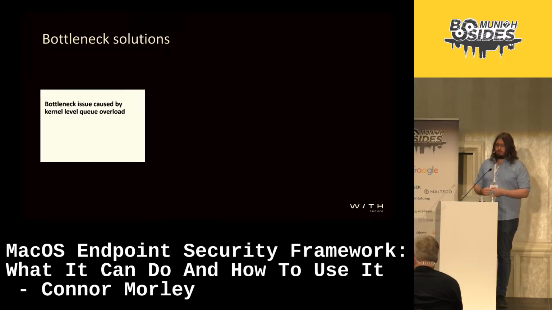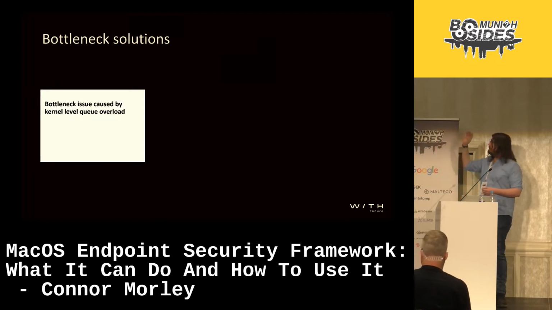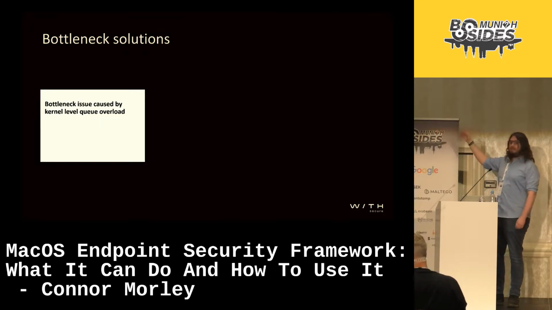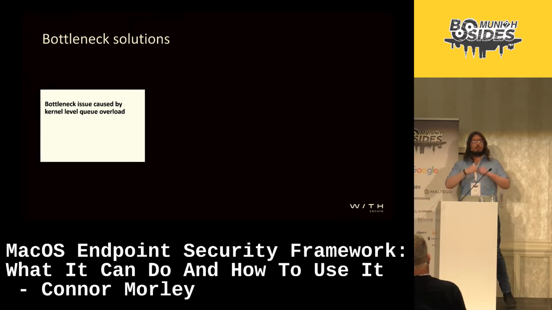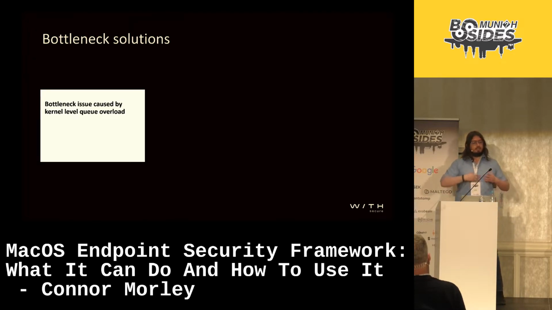Primarily, the issue was caused by the kernel-level queue. You may remember from the previous slide, I said that the kernel extension inside for the ESF would populate a queue within the kernel space. But what was happening is this queue was being overloaded because the amount of data that you were subscribing to was simply too much. So if you try to subscribe to too many event types, the queue gets overloaded and silently drops data packets, which then don't come back to the user space.